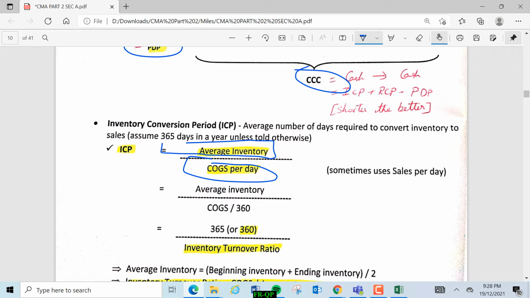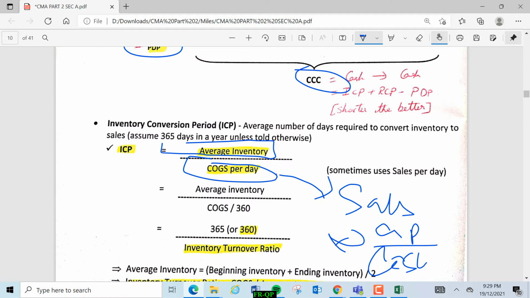So COGS निकालने का formula, can somebody suggest me? There is sales minus GP, that is going to be the COGS, जिसको हम बोलते हैं cost of goods sold. So if you got the cost of goods sold, you can divide by 360, so you will get the conversion period.